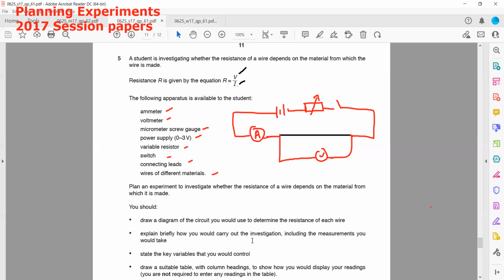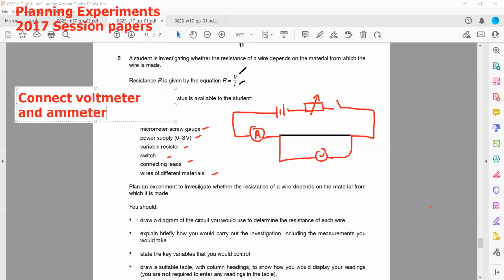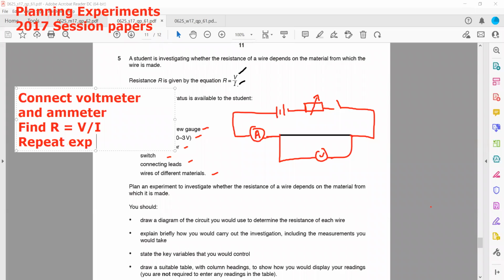Then explain briefly how you would carry out the investigation, including the measurements you take. So how do we carry out the experiment? We'll connect the voltmeter and ammeter. Then we will find the resistance by using the ratio between voltage and current. And whenever we are doing an experiment, we should repeat the experiment. Repeat the experiment with different voltages and currents.